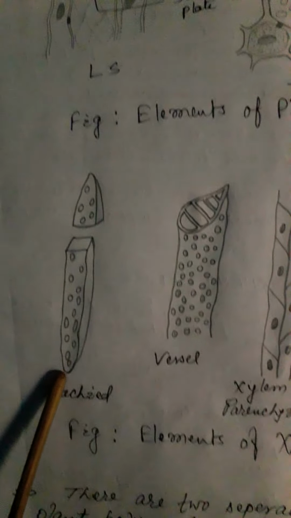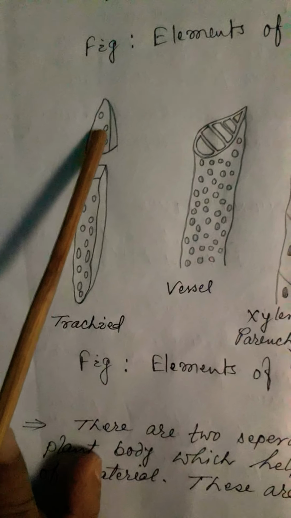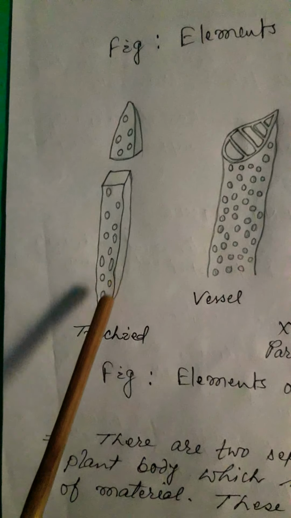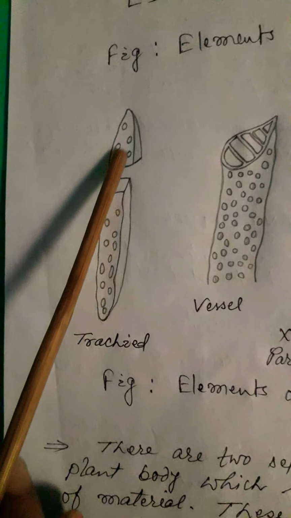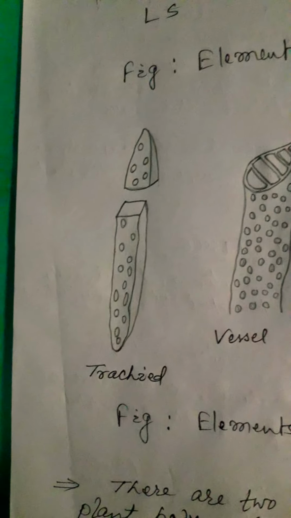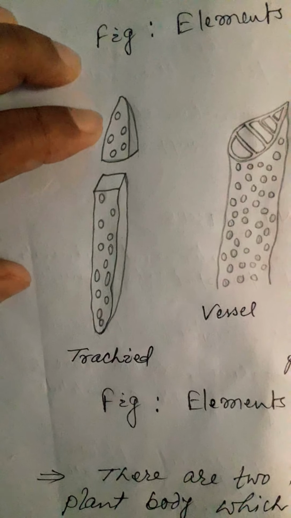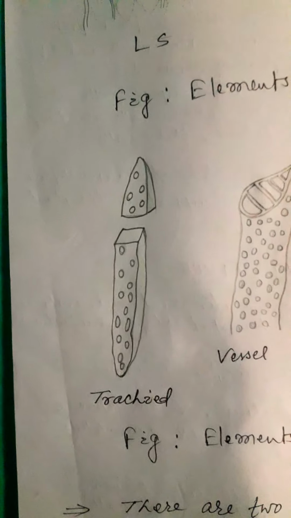Here in the next diagram you can see various elements of xylem tissue. The first one is tracheids. This is a long tubular structure with a lot of pits in it. Inside the tracheid cell is a very fine lumen, so the liquids automatically rise due to capillarity in these elements.